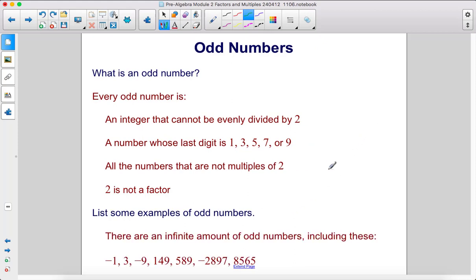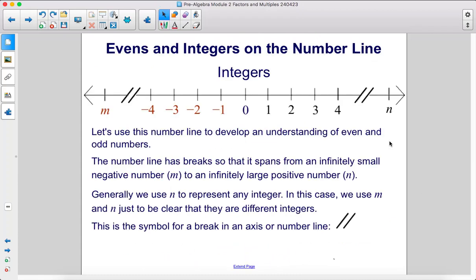Once again, there's an infinite amount of odd numbers, including these: -1, 3, -9, 149, 589, -2,897, 8,565, and so on. Let's use this number line to develop an understanding of even and odd numbers.